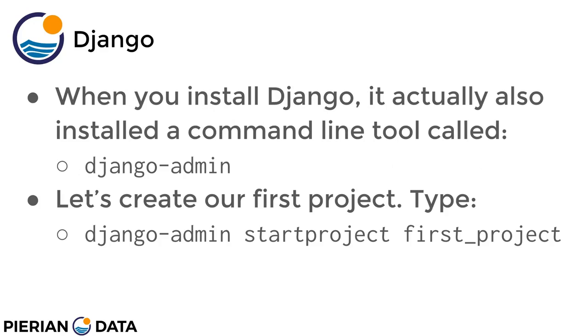So when you install Django, it's actually also going to install a command line tool called django-admin. And this command line tool is just a useful feature for us to quickly run things straight from the command line. So what we can do is create our first project. For that, just go to your command prompt, activate your virtual environment if you haven't done so already, and then say django-admin startproject and then whatever you want your project to be called. In this case, we will say first_project.